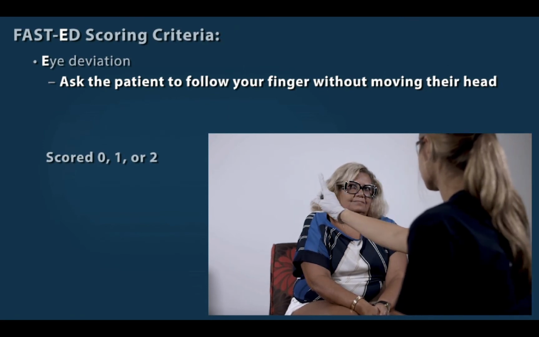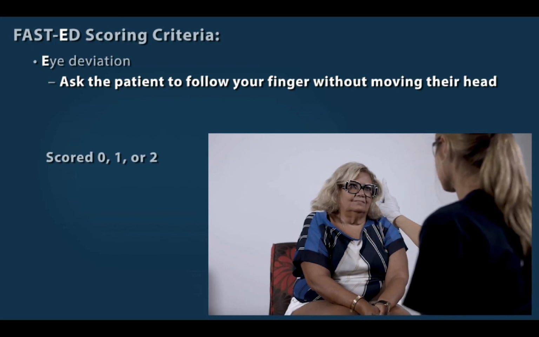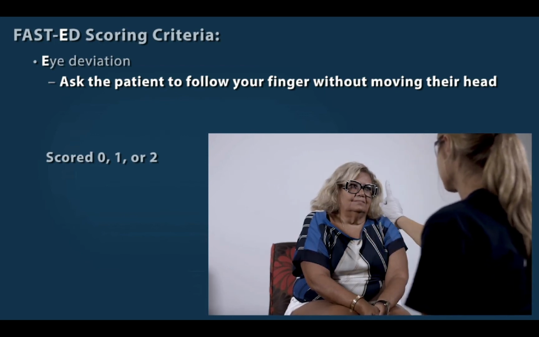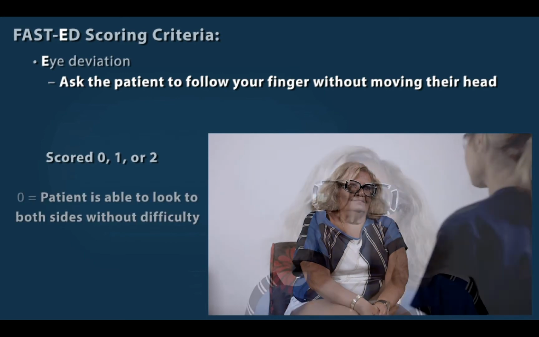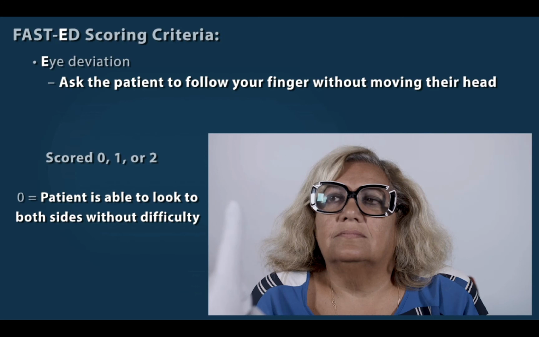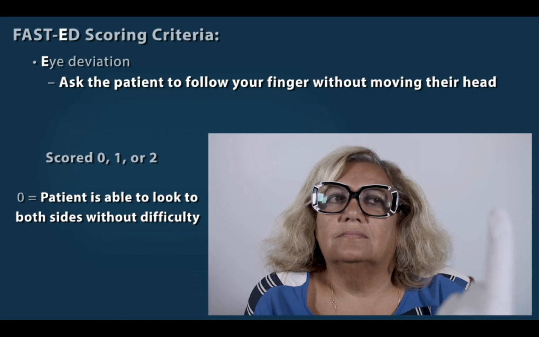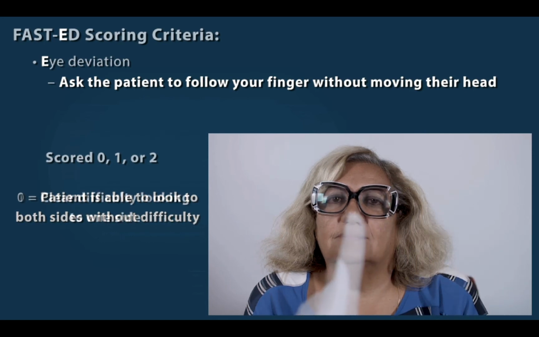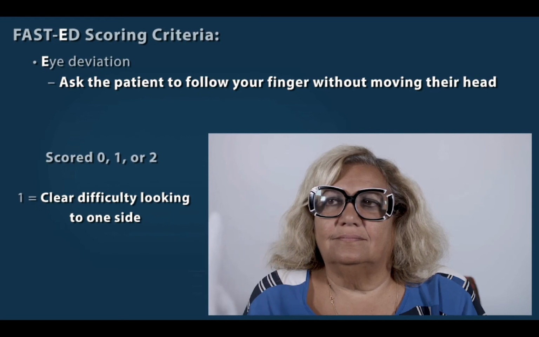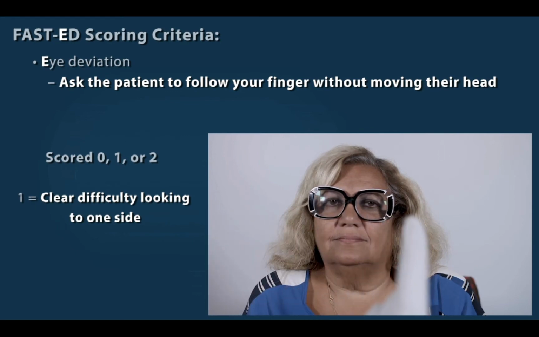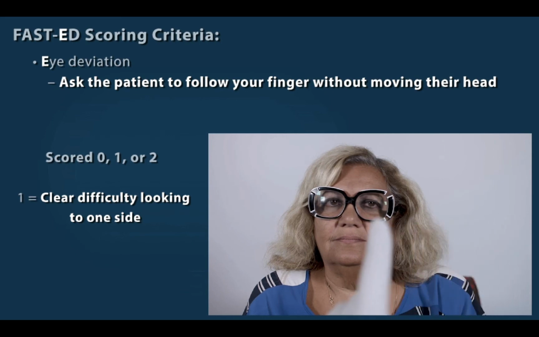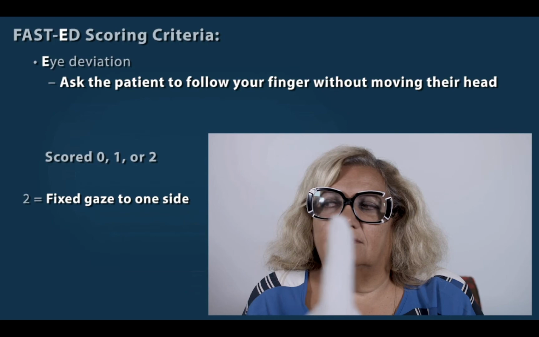To do this, ask the patient to follow your finger with their eyes, without moving their head, as you move your finger horizontally from side to side in both directions. A score of 0 indicates the patient is able to look to both sides without difficulty. A score of 1 indicates the patient is able to move their eyes horizontally in both directions, but not without clear difficulty. In some cases, the patient may not be able to move their eyes past the midline of their body. A score of 2 indicates the patient's gaze is fixed to one side and does not move.